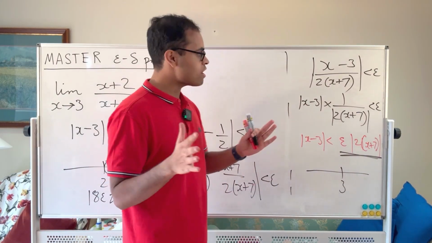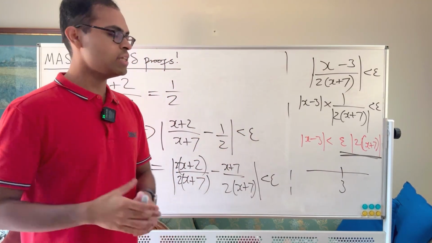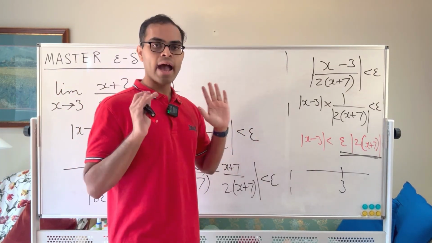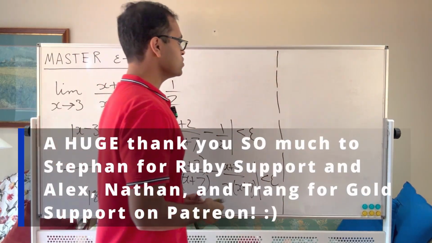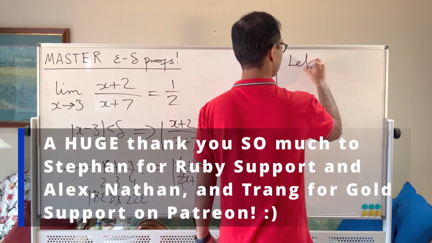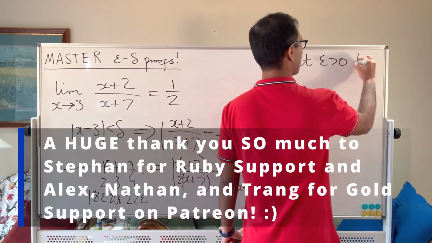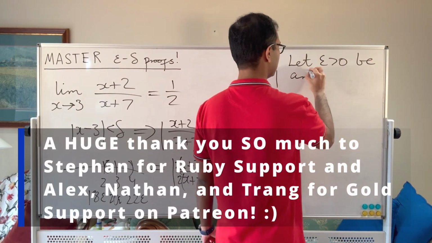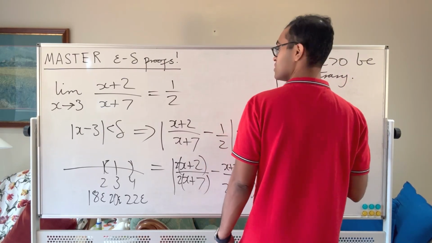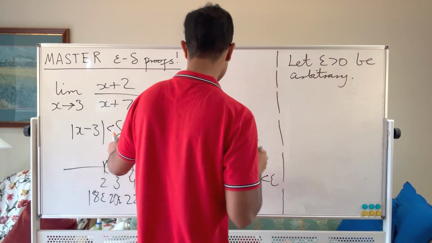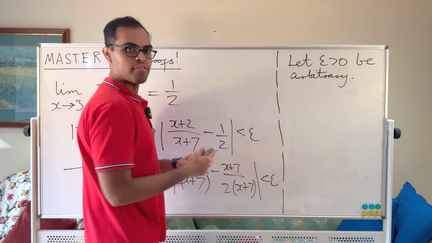So again, I'll write out the proof. I hope that everything is very clear so far. I'll write out the proof now and really make that precise. All right, so let's write out the proof. How these proofs go is always the same. Let epsilon greater than 0 be arbitrary, so it doesn't matter what epsilon is. Our goal is to pick a delta so that if the absolute value of x minus 3 is less than delta, then the absolute value of (x plus 2) over (x plus 7) minus half is less than epsilon.